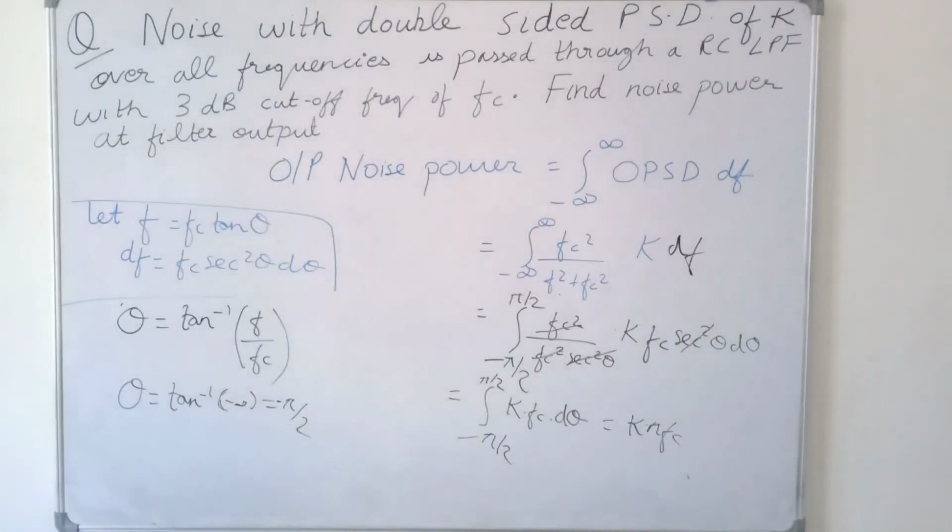So in this way we can find the output noise power using the square of the transform and the input power spectral density. Just remember that the output noise power is equal to the area under the output power spectral density. So we integrate it from minus infinity to infinity with respect to the frequency term df.